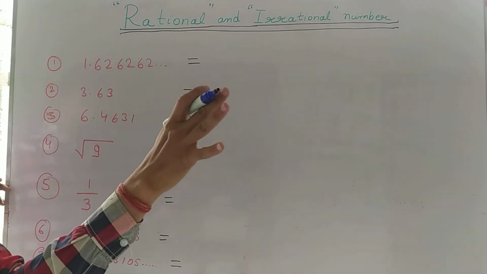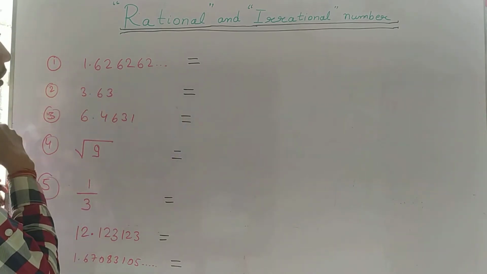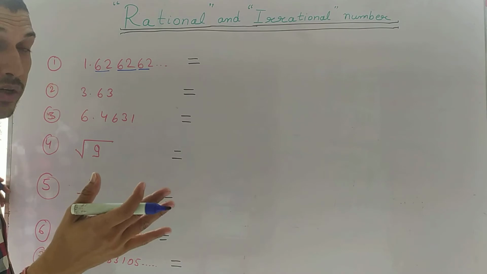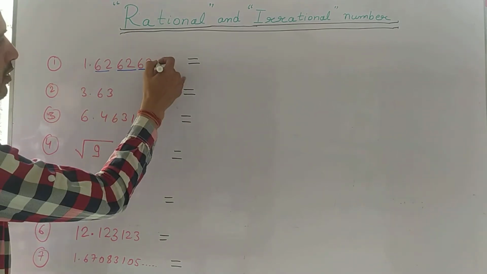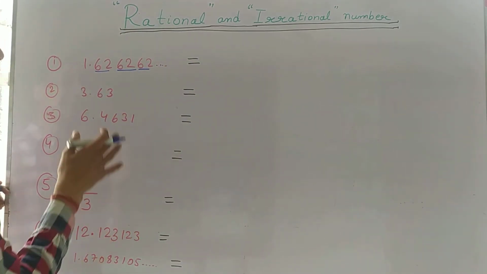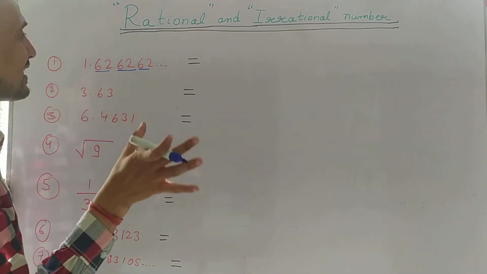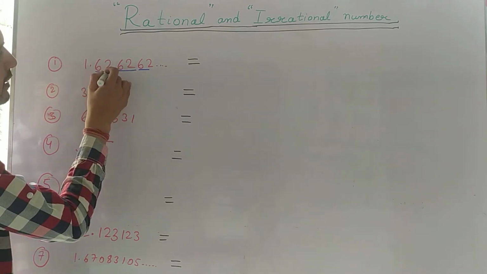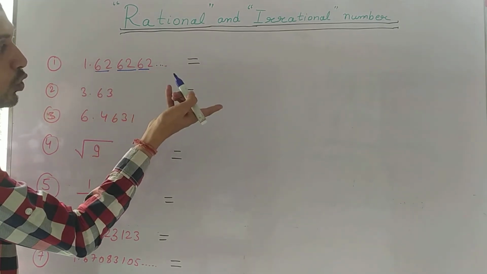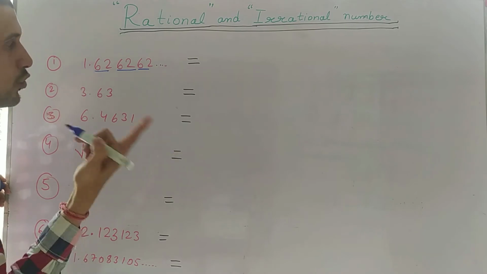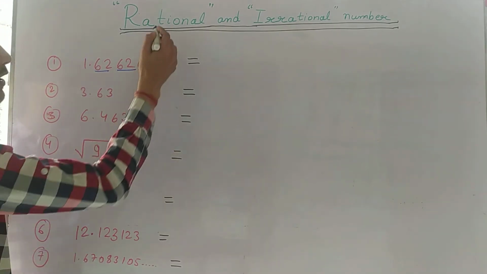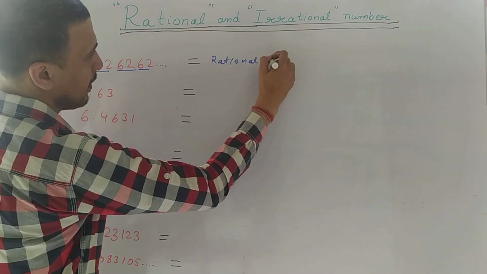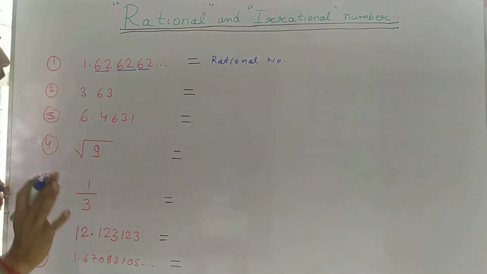After the decimal, we have to think about what comes after it. Now we can see 62, 62 and 62 and dot dot dot. It means non-terminating, because the dot dot dot is going on. The second thing is that the number should be in a pattern, in repetition form. You can see 62, 62, 62, so repetition is going on. So we can say that this number is rational. Clear?